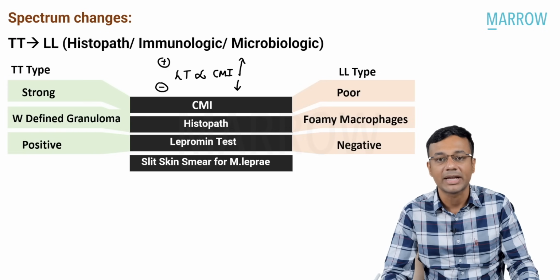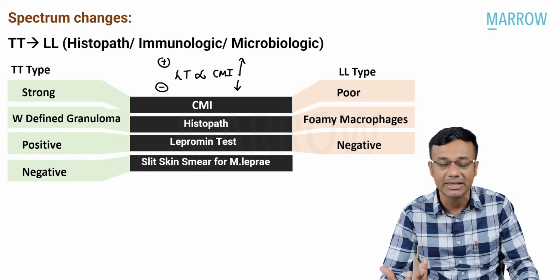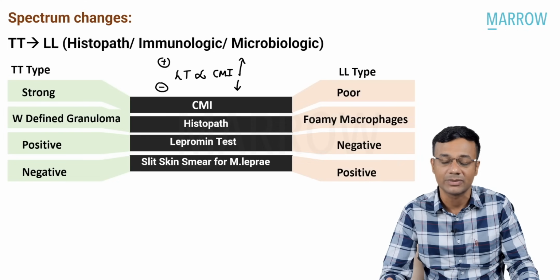The slit skin smear for M. leprae is going to be negative in TT because there are only few bacilli which cannot be picked up by the test, whereas in LL, there are numerous bacilli. That's why the test will come positive here.